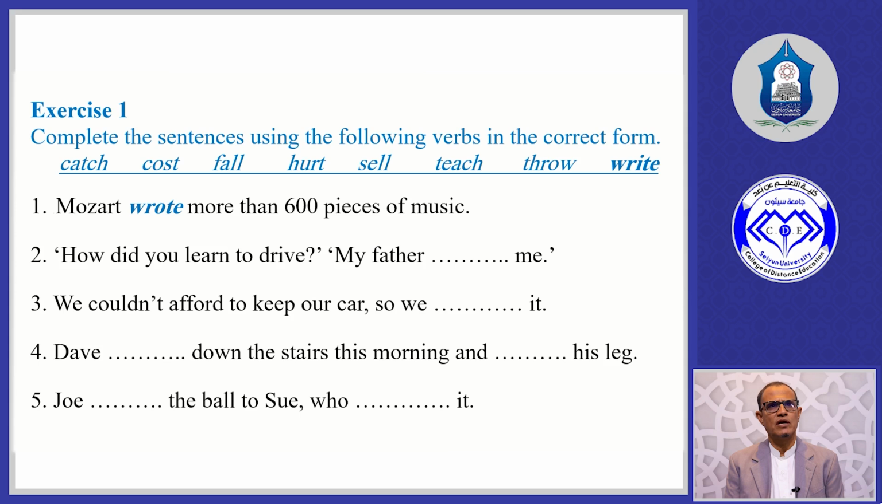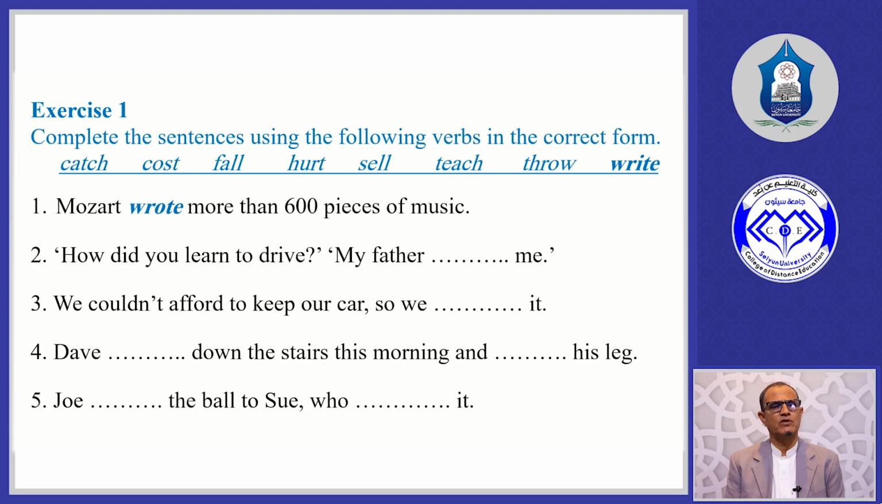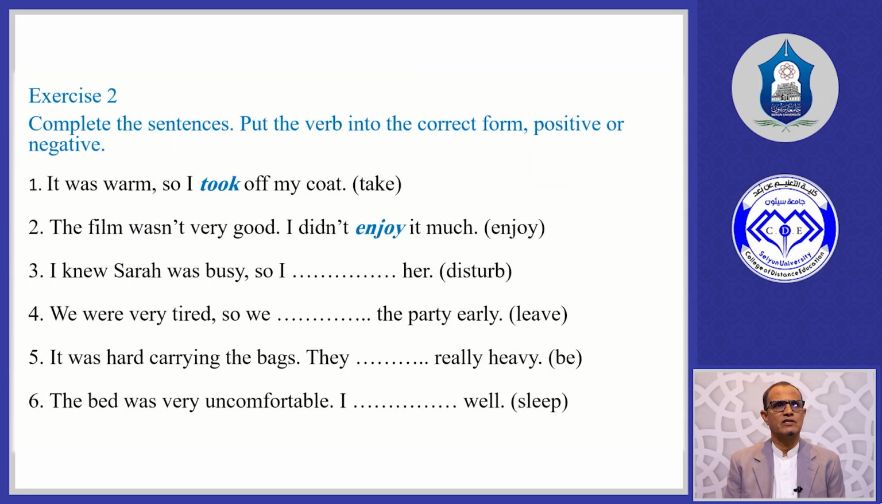Also, how did you learn to drive? So this question is in the past, so the answer should be in the past. For example, you have here teach, so it will be my father taught me. My father taught me. It should be past because the question here is in the past. Also numbers 3, 4, 5: you have to read them and focus on them and look which verb can be used correctly in these sentences.